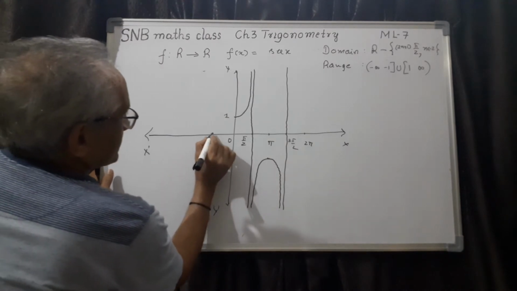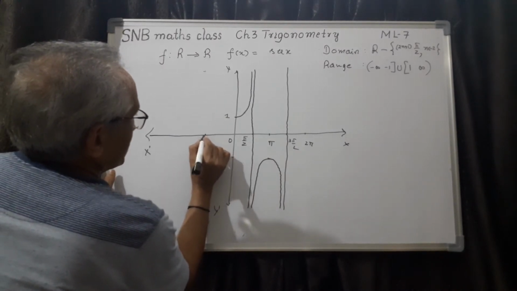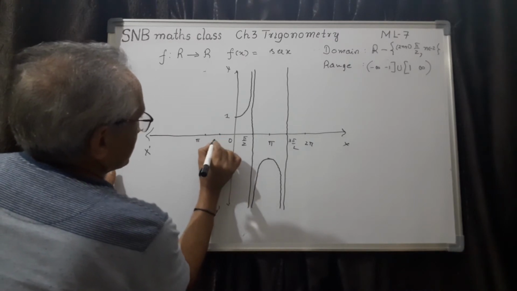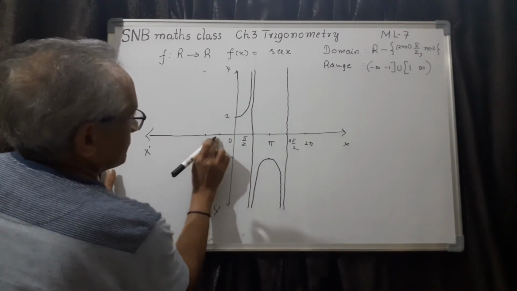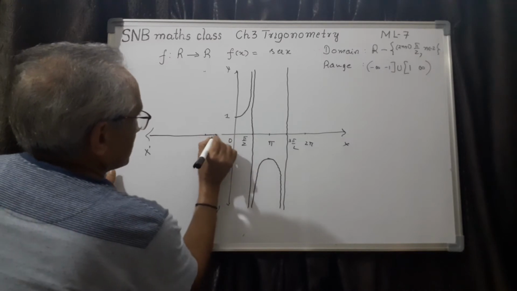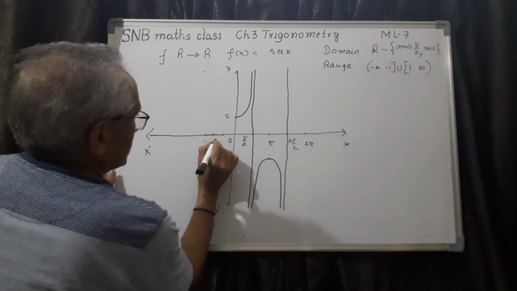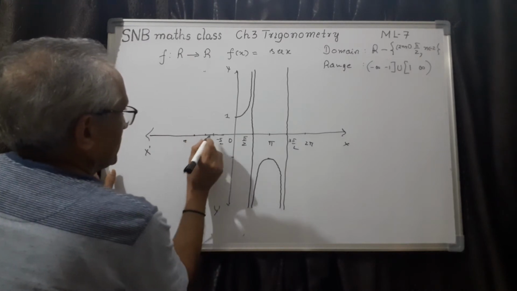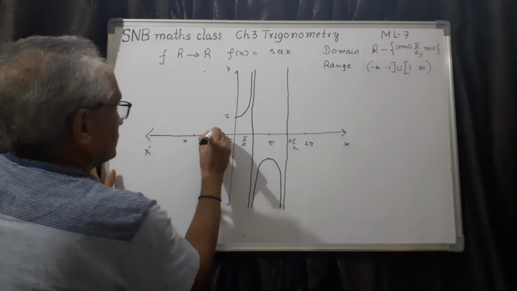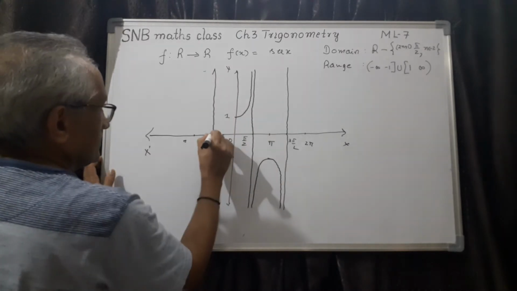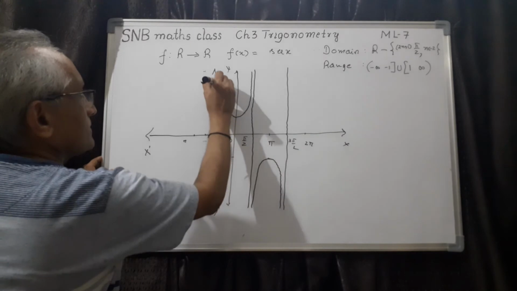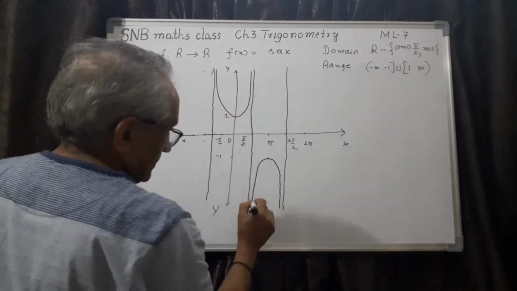So what I have to do is, here you see pi, and half of that, minus pi by 2. Minus pi by 2 is not defined, so let me take this as minus pi by 2, and this is pi. Minus pi by 2 is not defined, therefore I have to take a line like this. Then the curve actually goes like this and like this.